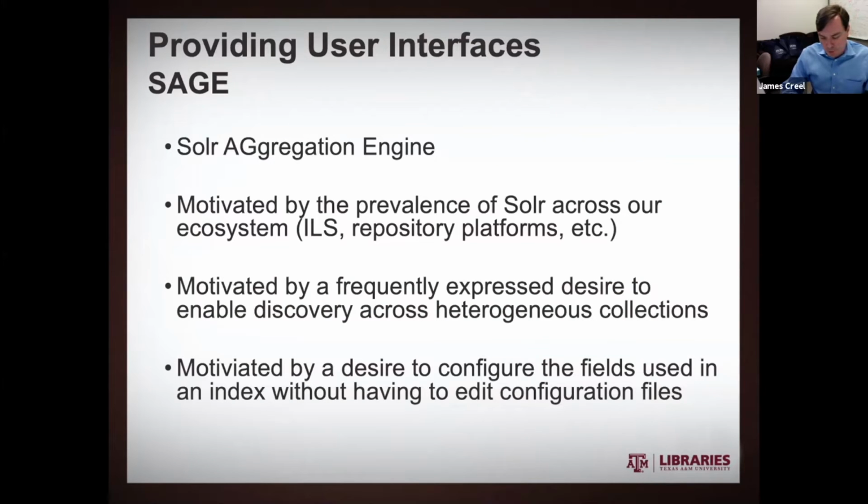Around here, we're employing another tool developed in-house that we have dubbed Sage, for Solr aggregation engine. And there were a few reasons why we rolled our own for managing our Solr indexes. We were motivated, first of all, by the fact that we were running so many different Solr indexes for the integrated library system, all our different repositories, et cetera. And we were often hearing as well how our user experience librarians and others would like to enable discovery across heterogeneous collections. I mean, we have this index over here and this index over here, and never the twain shall meet. And it'd be awfully nice if we could have a search engine that would look in both places.